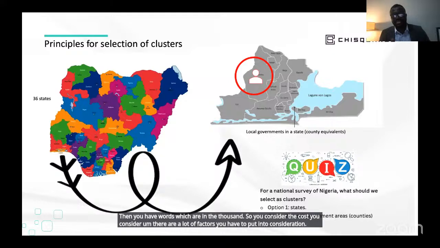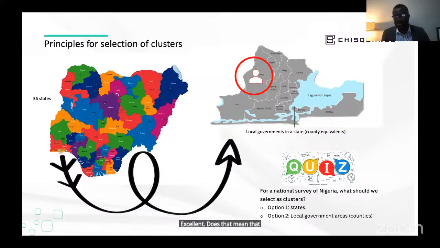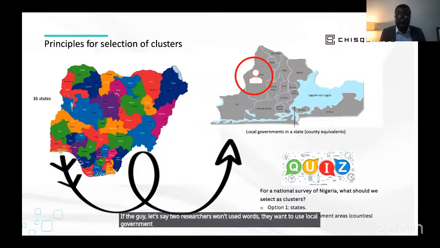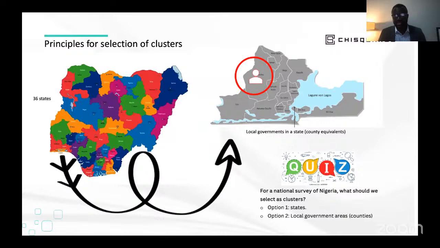Excellent. Does that mean that the guy who chooses to use ward is wrong? If, let's say two researchers, one used wards, the other one used local government, will it be reasonable to say either of them is wrong? Well, the answer should be no, right?